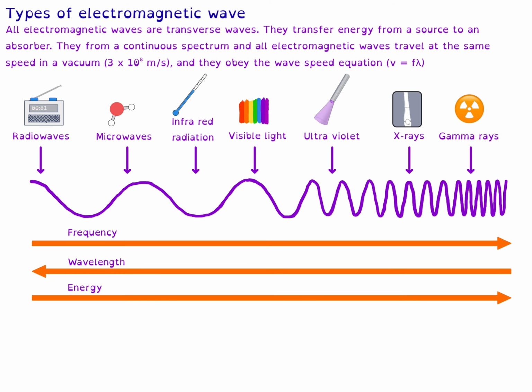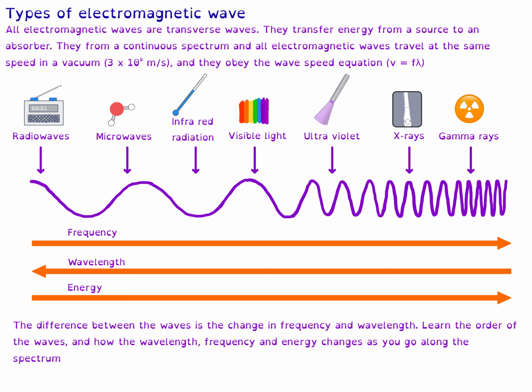All electromagnetic waves are transverse waves. They transfer energy from source to an absorber. They form a continuous spectrum, and all electromagnetic waves travel at the same speed in a vacuum, which is 3 times 10 to the 8 meters per second. And they obey the wave speed equation, v equals f lambda. The difference between the waves is the change in frequency and wavelength.